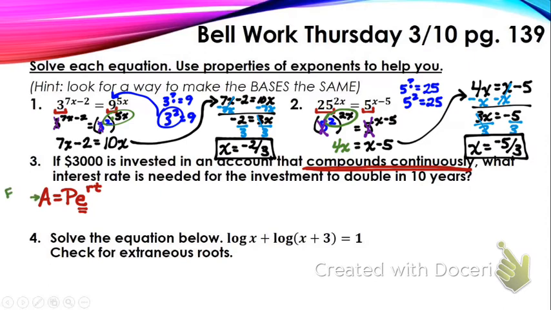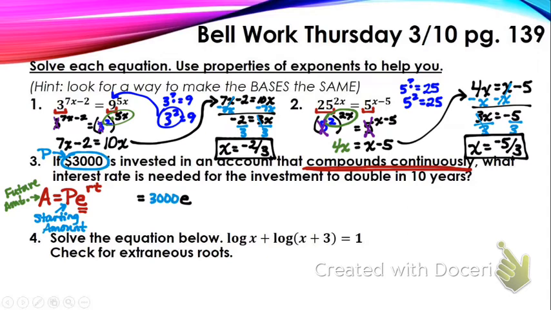A is some future amount. What does the P represent here? Starting amount. Do we know either one of those numbers? The future amount or the starting amount? Starting amount is 3,000. So I can go ahead and substitute that in. 3,000. I know e is not going anywhere because e is a number.